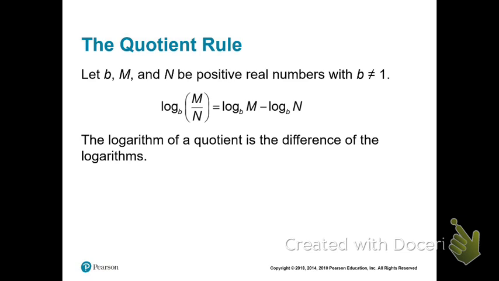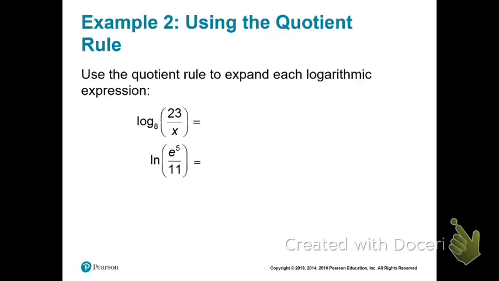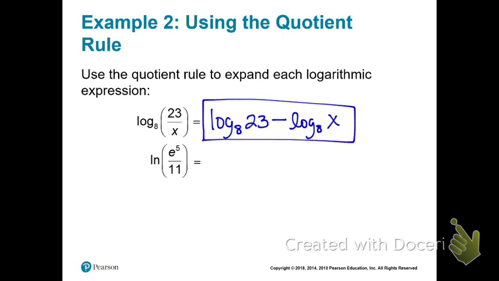All right, the quotient rule says that if you have log base b of m divided by n, you can separate them by using a subtraction. So it's kind of like the exponential rule that says when you divide, you subtract your exponents. Well, here when you're dividing, you subtract your logarithms. So the first one here, we have log base 8 of 23 divided by x. So we're going to take log base 8 of the numerator minus, because it's a fraction, it's being divided, log base 8 of the denominator. Log base 8 of 23 I can't work out, so I'm just going to leave it like this.